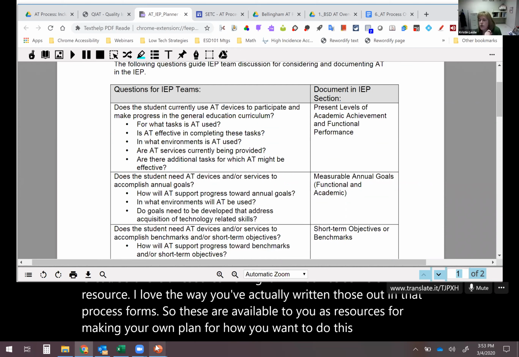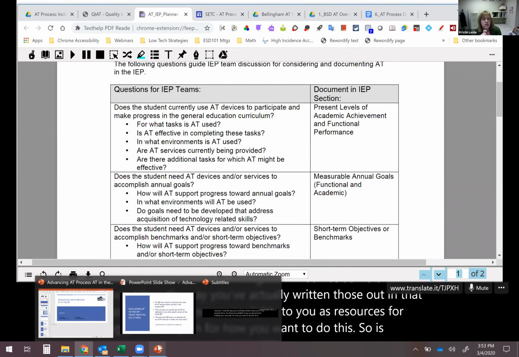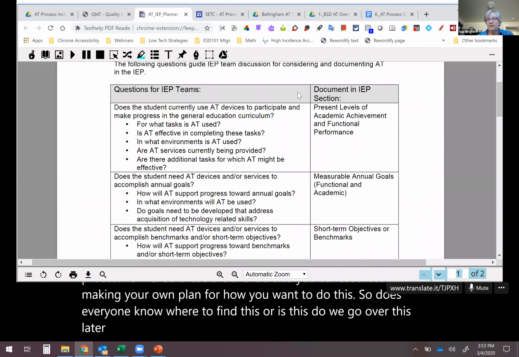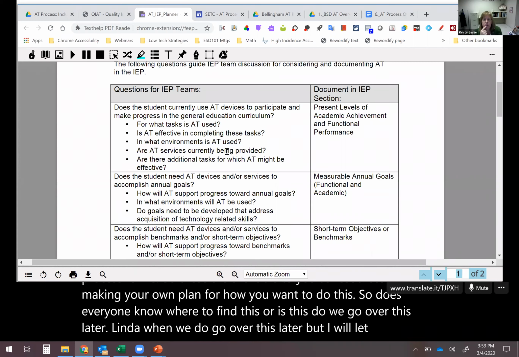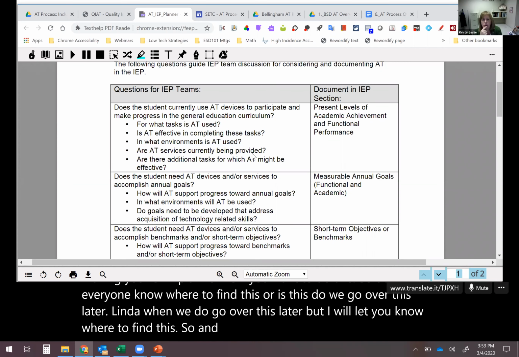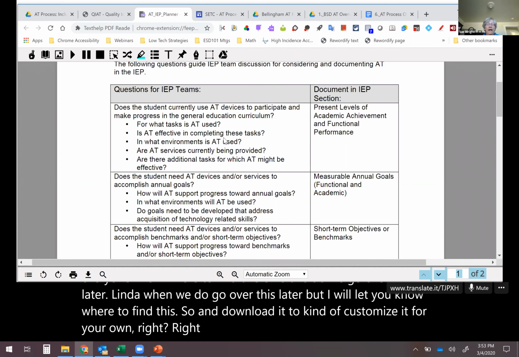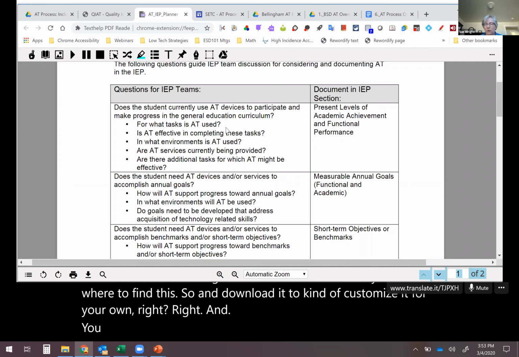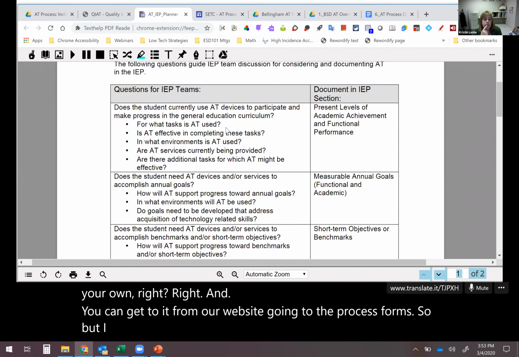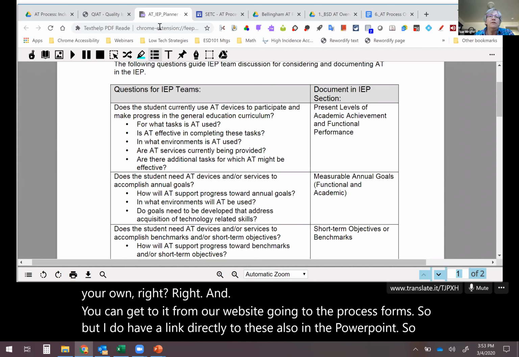So does everyone know where to find this, or do we go over this later, Linda, how to find this? We do go over this later. So we'll let you know where to find this, and download it to customize it for your own use. Right. And you can get to it from our website by going to the process forms. But I do have a link directly to these also in the PowerPoint, so you can get to them that way too.